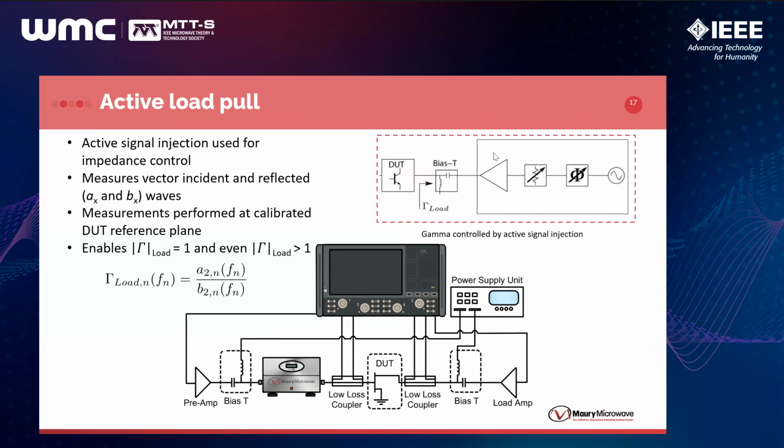The active load pool uses an open loop here that has a source with phase and amplitude control. We have a power amplifier to drive the signal, and then we inject the signal. So the way it works is, as we are measuring with the waves, we are measuring the B2 wave coming out of the DUT. We are able to synthesize an A2 wave coming out of the second source of the VNA, for example, to the output of the DUT to synthesize the gamma load. The gamma load being A2 over B2. So I'm able with that to synthesize any impedance on the Smith chart, as long as I have a power amplifier that is capable of injecting the signal.